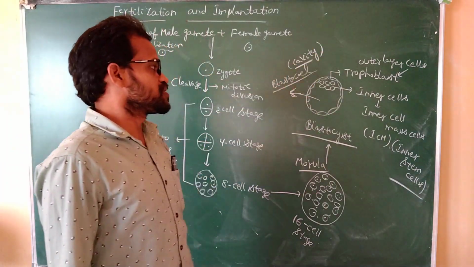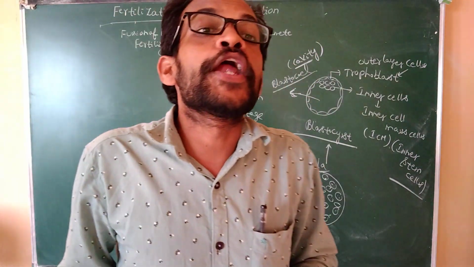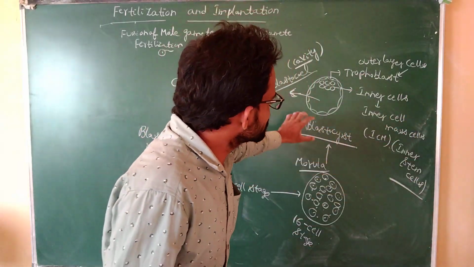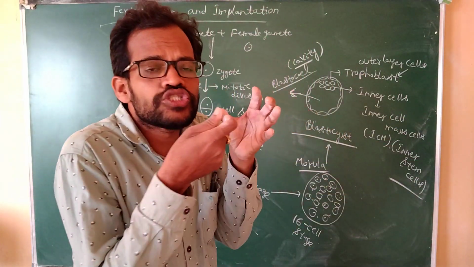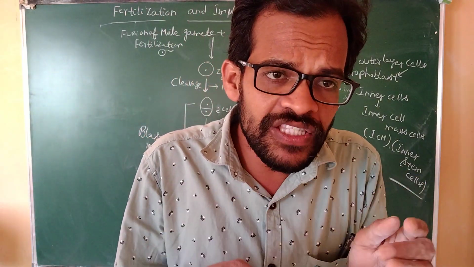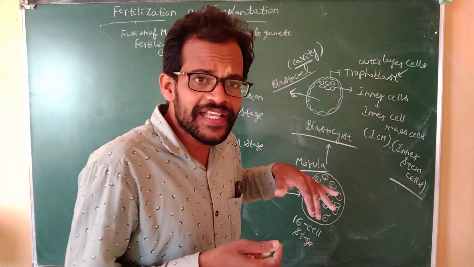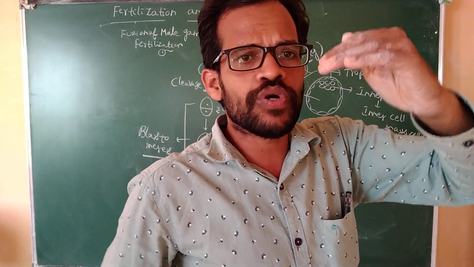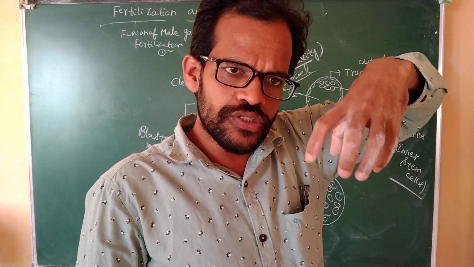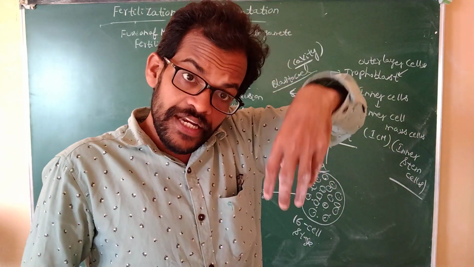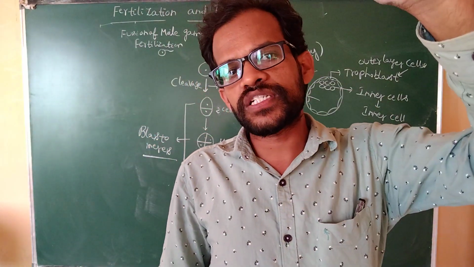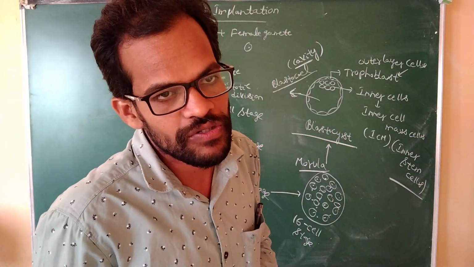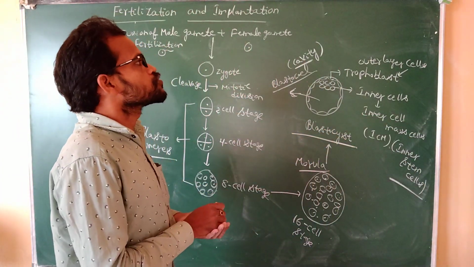Again, this blastocyst attaches to the endometrium. The first part of the blastocyst, the trophoblast, attaches to the endometrium. Whenever the trophoblast attaches to the endometrium, that endometrial part also continuously divides. The uterine cells also divide, and the uterus covers the blastocyst.